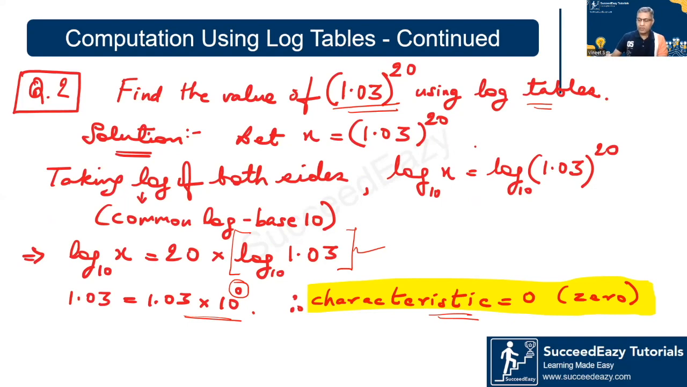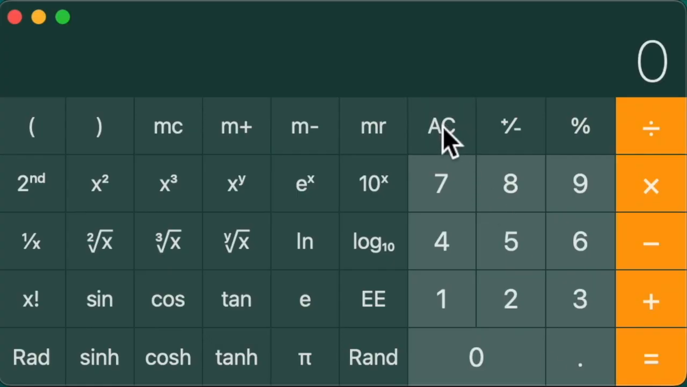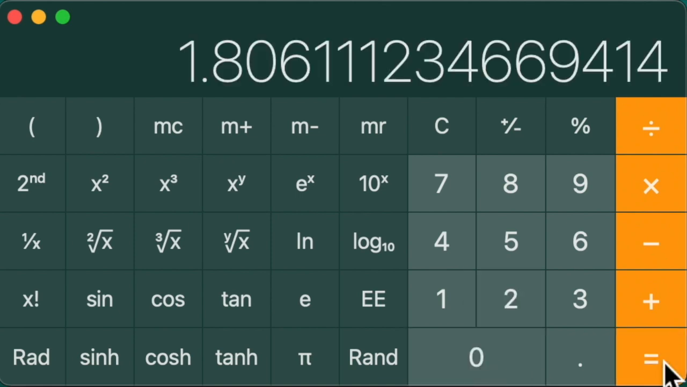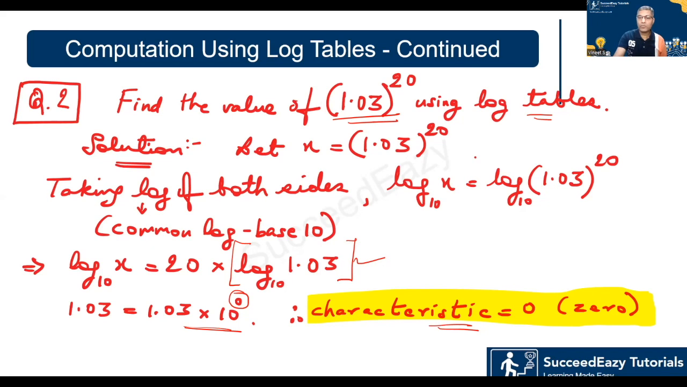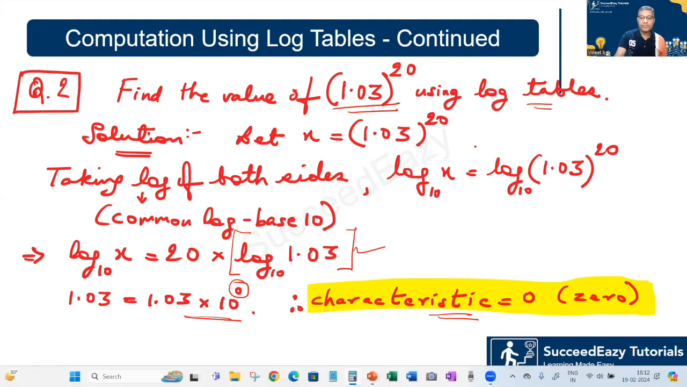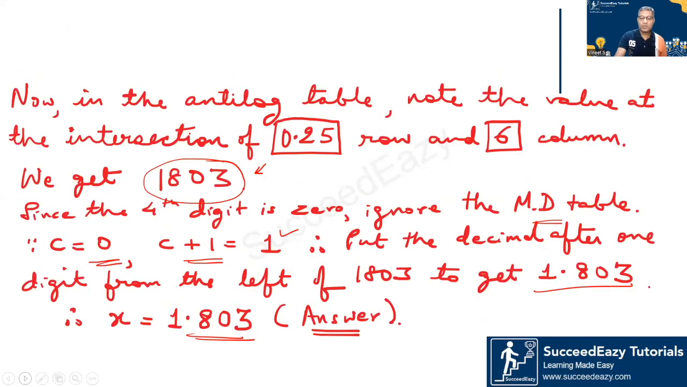All right, let's check using our calculator and see how close we are. 1.03 to the power 20 is equal to 1.8061. This is what we got using the calculator.